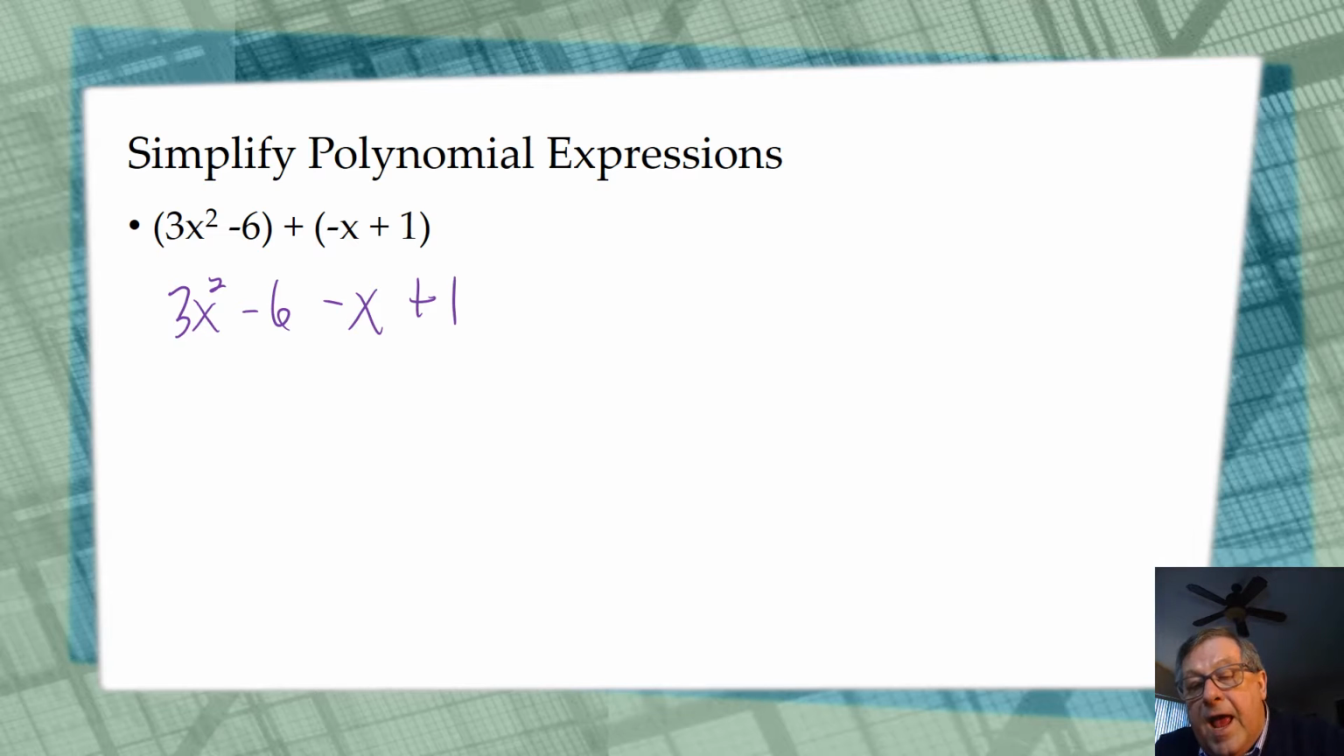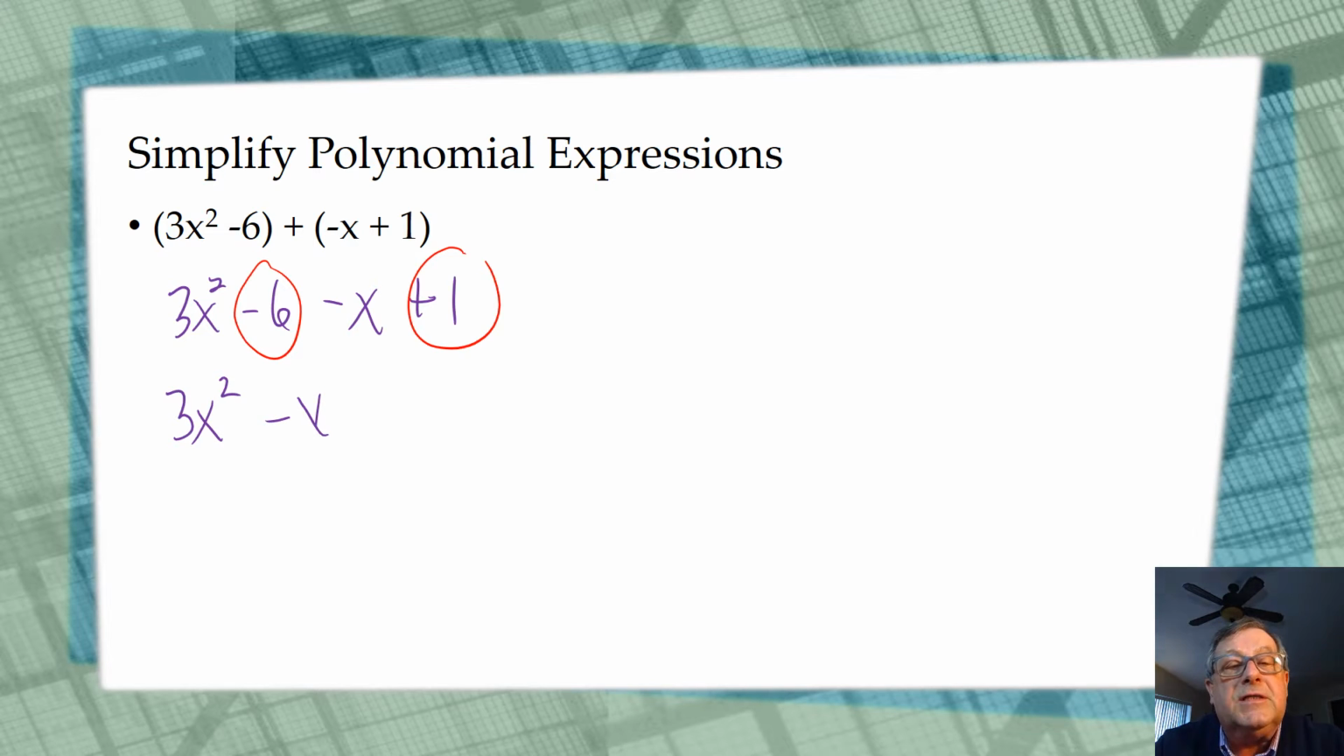Well, we only really have two like terms in this expression, and that is the negative 6 and the positive 1, because an x squared and an x are not like terms. They are different terms. So to simplify this one, it's going to be 3x squared minus x, and then we've got negative 6 plus 1, which gives us negative 5. Okay?